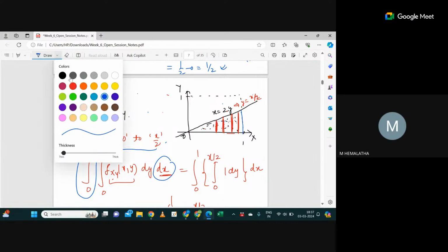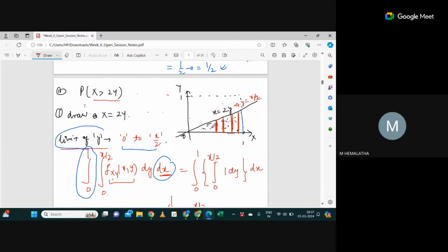The red line starts from the top. That is x. This line goes from the x-axis to this line. What is the limit of y at the x-axis? 0. And this line is x equal to 2y, right? If x equals 2y, then what will be the value of y? x by 2. That is what we have to take.